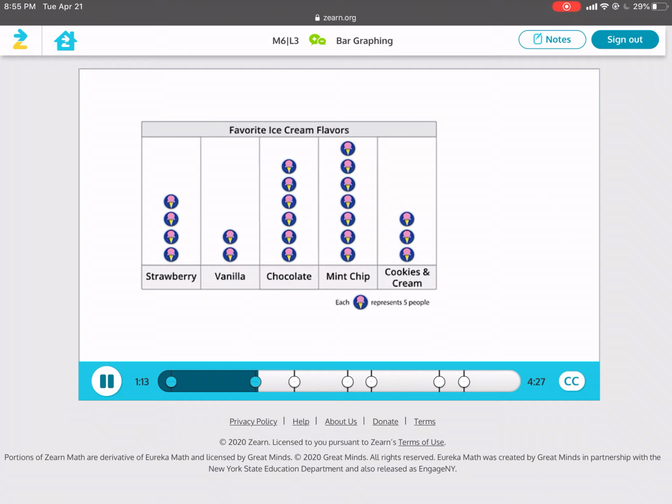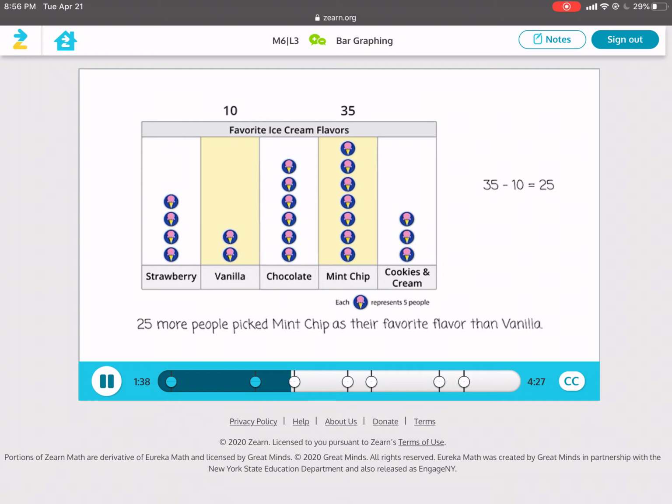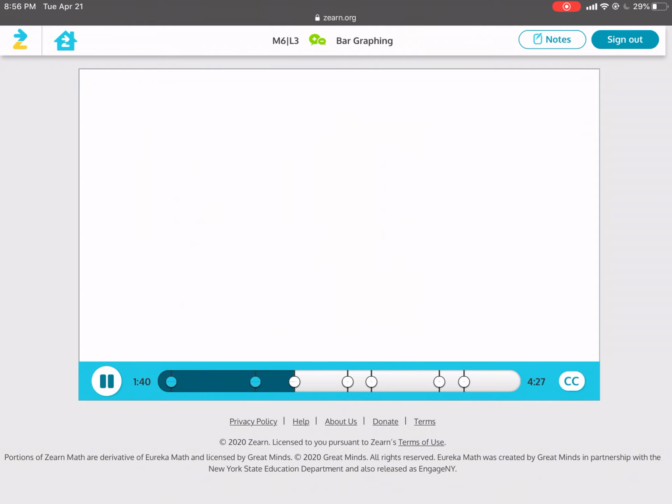Kayla, how many more people picked mint chip as their favorite flavor than picked vanilla? 7 groups of 5 people picked mint chip. That's 35 people. Only 2 groups of 5 people picked vanilla. That's 10 people. 35 minus 10 equals 25. So 25 more people picked mint chip as their favorite flavor than vanilla. Great solve.